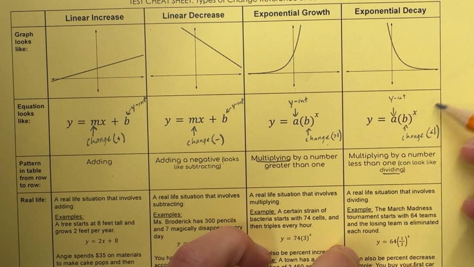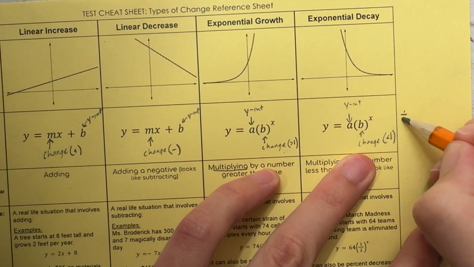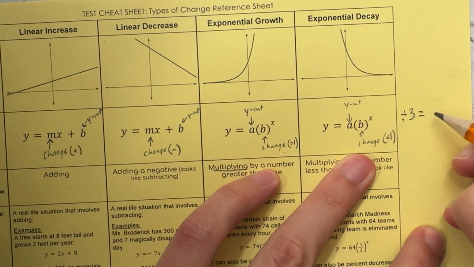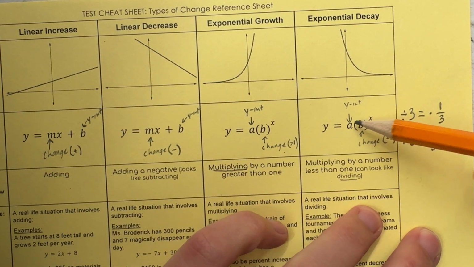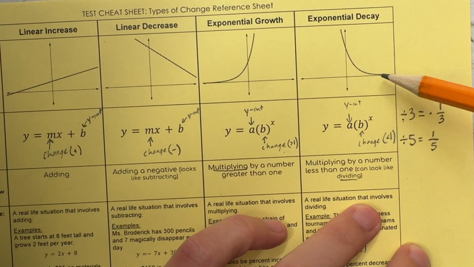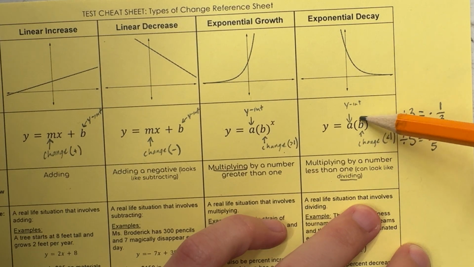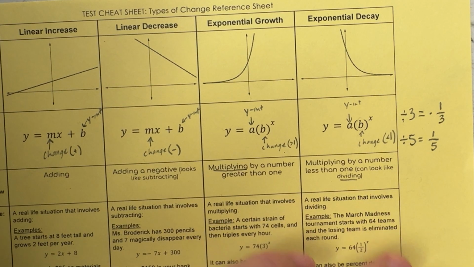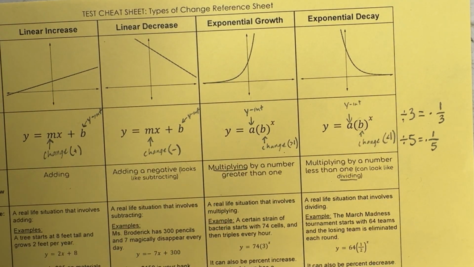And a reminder for this change is that, for example, I'll just put this off to the side here. If I'm dividing by 3, that's the same as multiplying by 1/3. If I was dividing by 5, that would be the same as multiplying by 1/5, and so on. So if I notice that the pattern in the table or the graph was dividing by 5, then in here would be this number, 1/5. Dividing by 5 is the same as multiplying by 1/5.